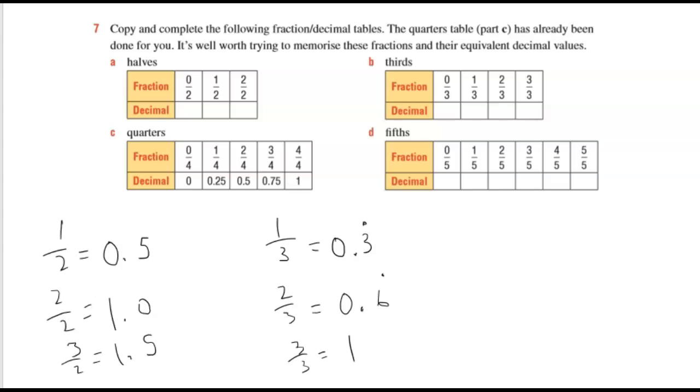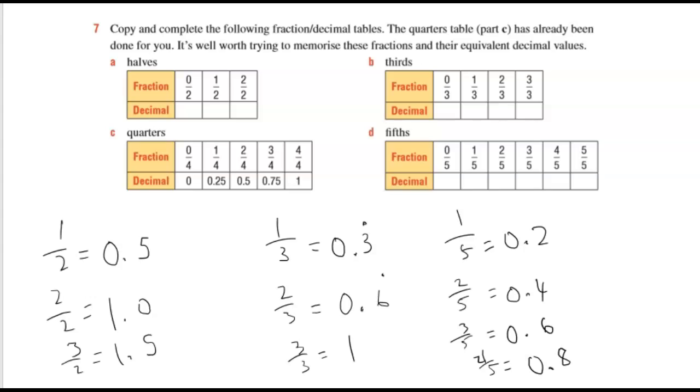With fifths, 1/5 is equal to 0.2. And then 2/5 is just doubling that. So 2 times 0.2 is 0.4. 3/5, multiplying 0.2 by 3, which is 0.6. 4/5 is 0.8. And then obviously 5/5 is 1.